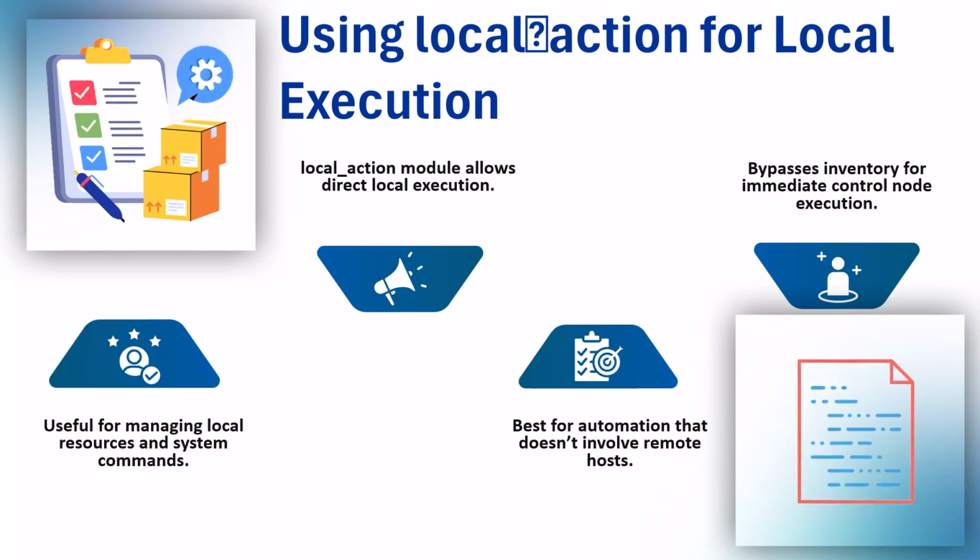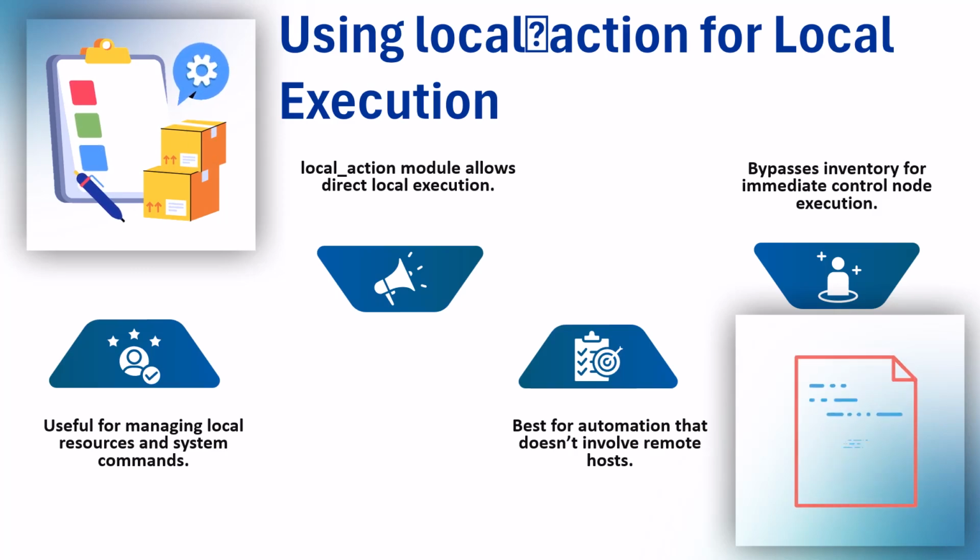Ever wished for a magic wand to make execution local? Enter local_action, a direct way to run tasks right here. It skips the inventory and lets the control node take charge instantly. Need to tweak local resources or execute system commands? This is your go-to. It's the ultimate shortcut for automation that stays close to home.